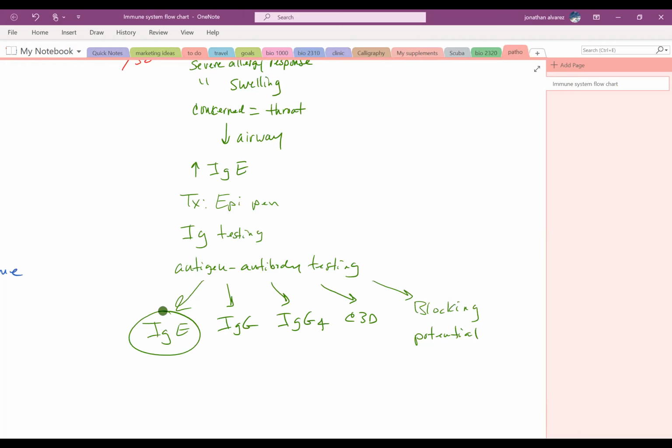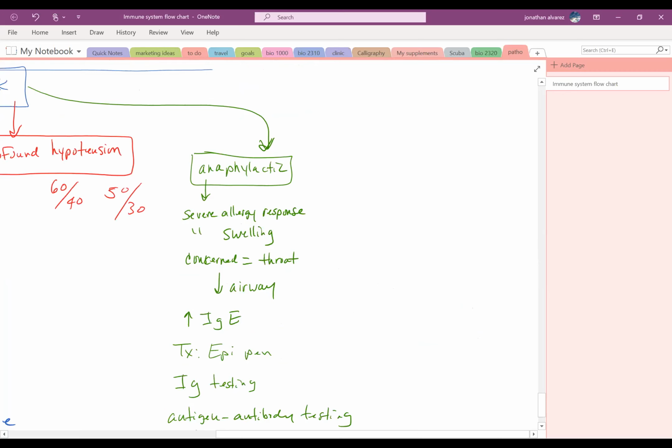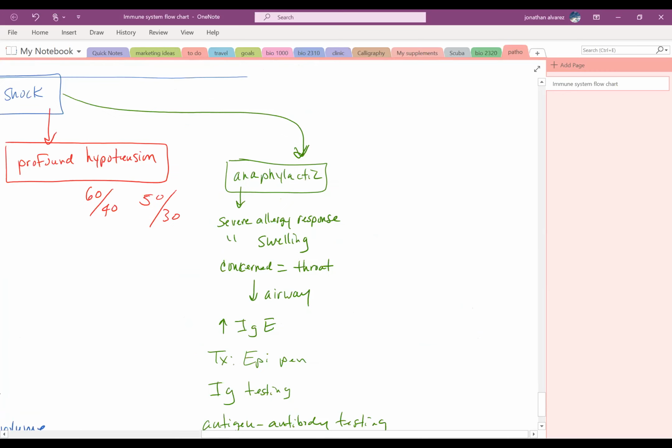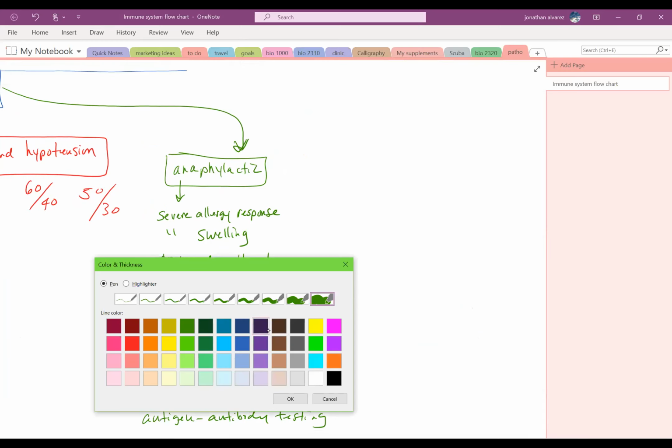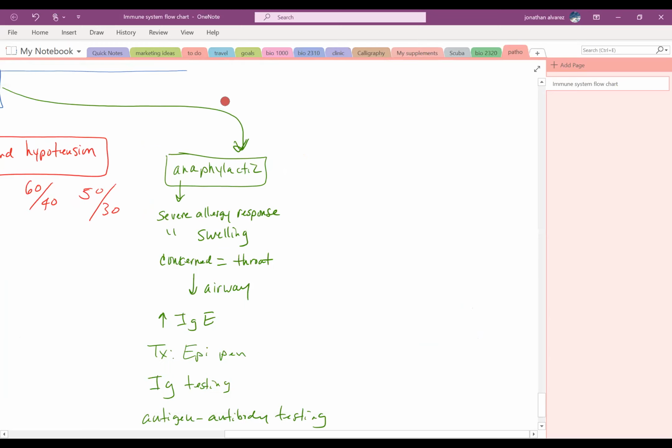Okay. So another distributive shock would be neurogenic. Okay, so this would come from brain trauma.